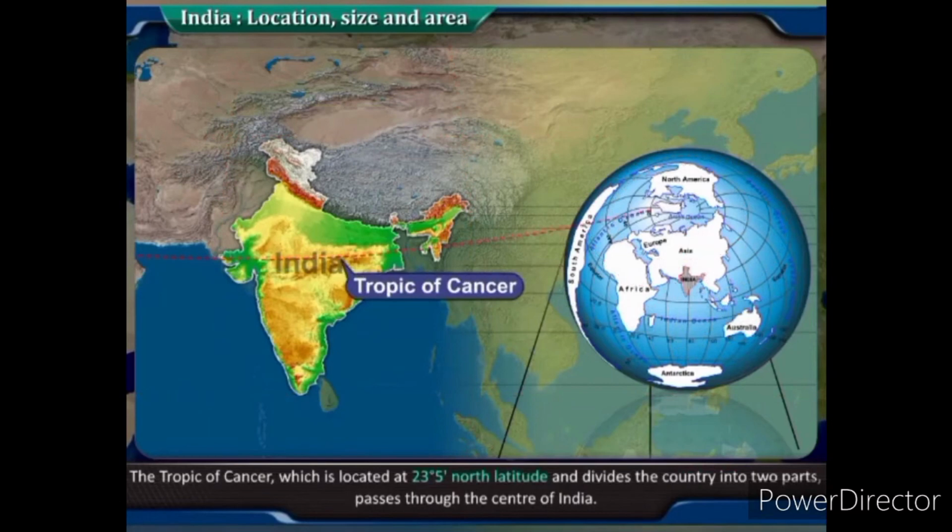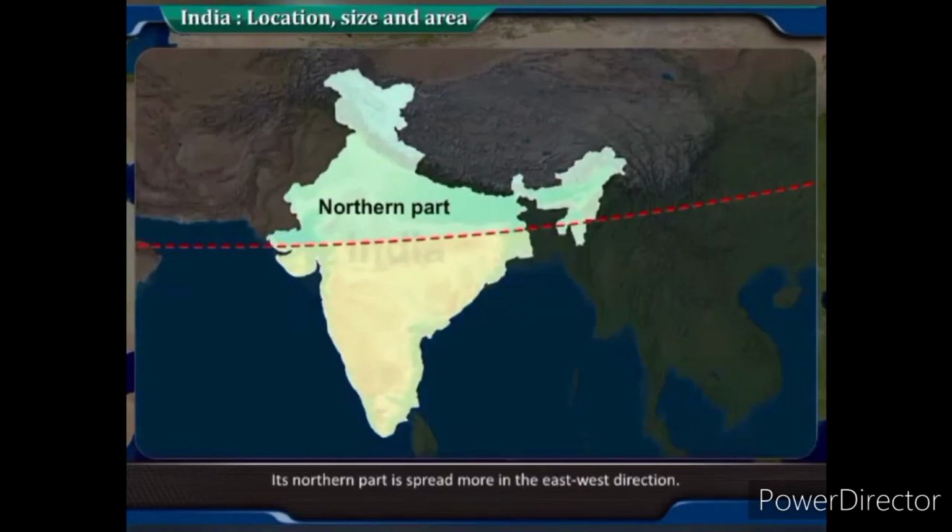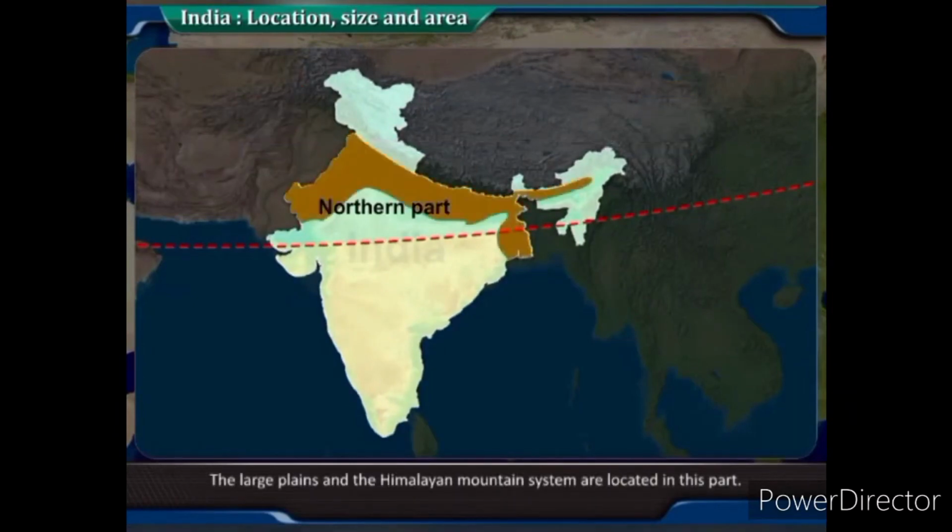The Tropic of Cancer, which is located at 23 degrees 5 minutes north latitude and divides the country into two parts, passes through the center of India. Its northern part is spread more in the east-west direction. The large plains and the Himalayan mountain system are located in this part.